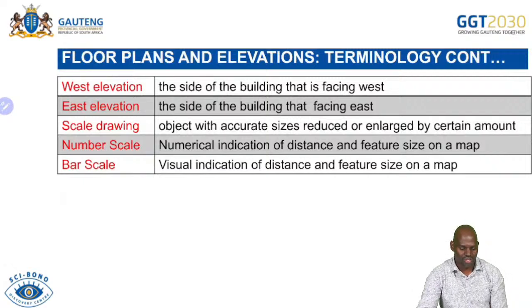We've also got scale drawing. A scale drawing is an object with accurate sizes reduced or enlarged by a certain amount. We've got number scale, a numerical indication of distance and feature size on a map. Then we've got bar scale, a visual indication of distance and feature size on a map. It's very, very important that you study those terminologies, boys and girls.